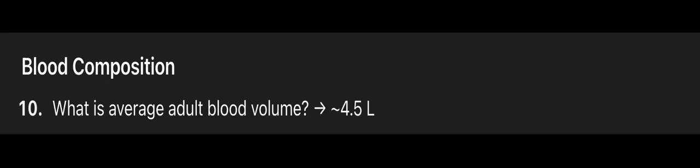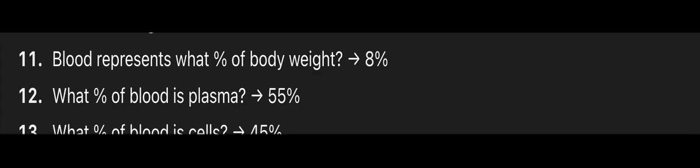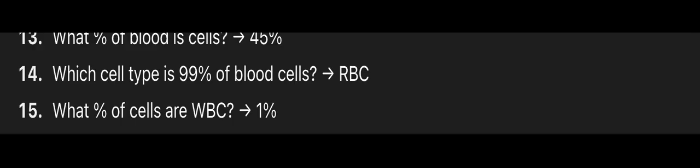On to blood composition. What is average adult blood volume? 4.5 liters. Blood represents what percentage of body weight? 8%. What percentage of blood is plasma? 55%. What percent of blood is cells? 45%. What cell type is 99% of blood cells?